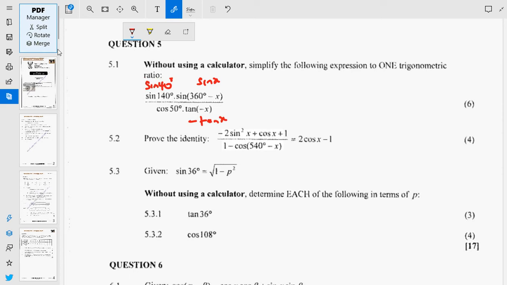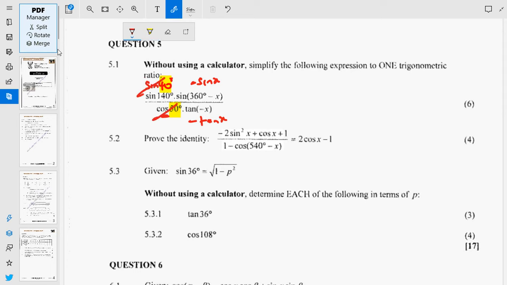So sorry, this sine of 140 is equivalent to 180 minus 40, and this sine of 360 minus x is equivalent to minus sine x. I left the minus there because in the fourth quadrant, sine is negative. Just leave this. This will be minus tan x because the negative angle is telling you that you are in quadrant 4. Now look here, 40 and 50 add up to 90. You can simplify, those are co-ratios.